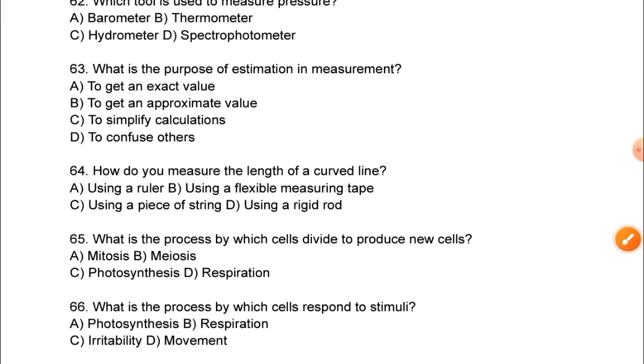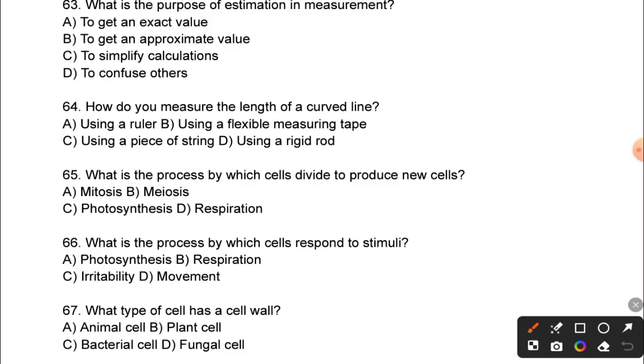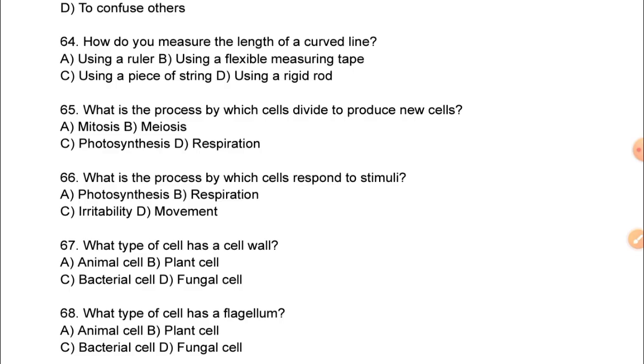66. What's the process by which cells respond to stimuli? It's called irritability. 67. What type of cell has a cell wall? It's a plant cell. A bacterial cell could also have a cell wall. Then a fungal cell as well. Question 68. Which type of cell has a flagellum? The type of cell that has a flagellum is bacterial cell. And then even some animal cells like the sperm cell, but mostly bacterial cell.